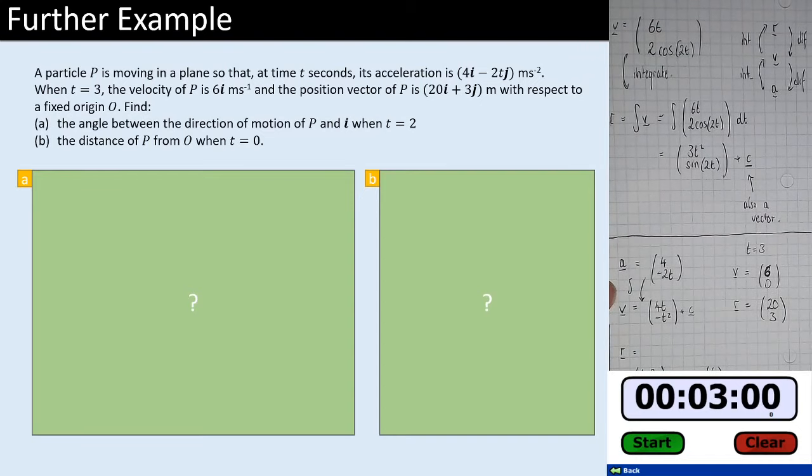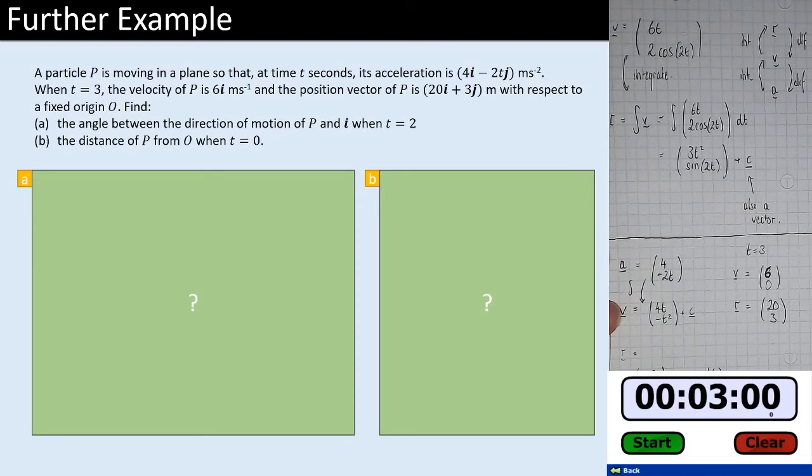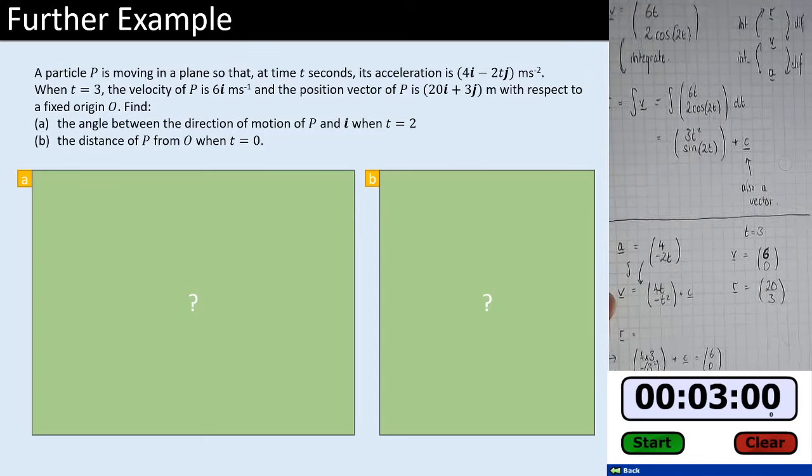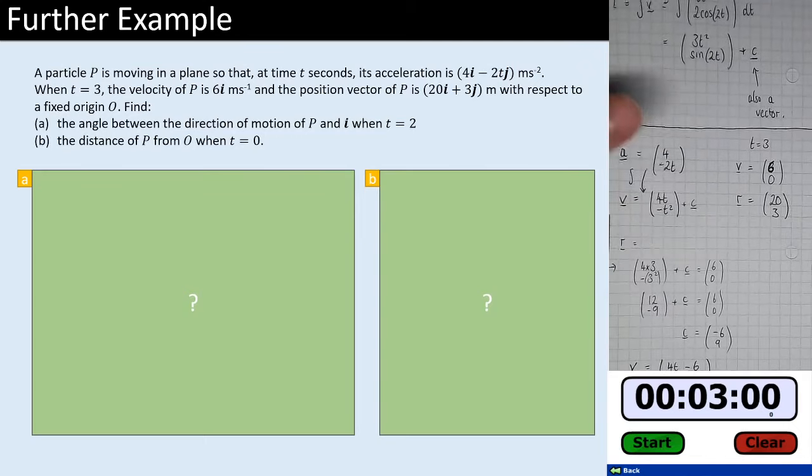So we have our velocity vector, which is now going to be 4t take away 6 and 9 take away t squared. Now, what we want to find is the angle between the direction of motion of P and i when t is equal to 2. So, oh, hang on, I've realised I've gone off paper. There we go.